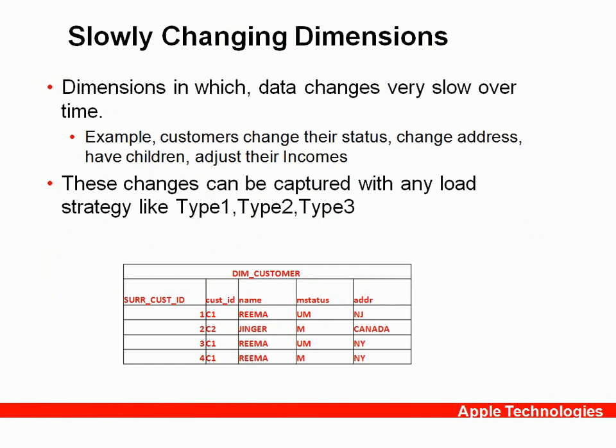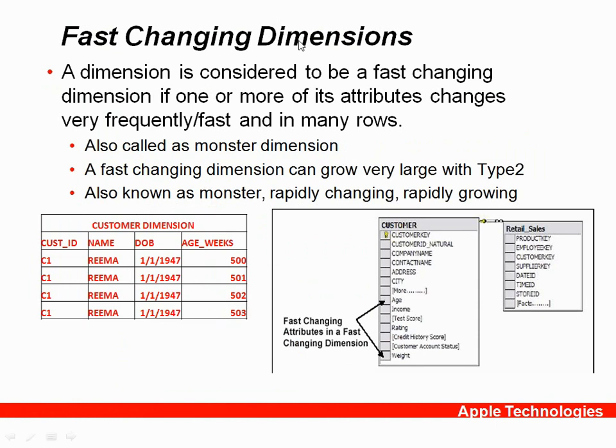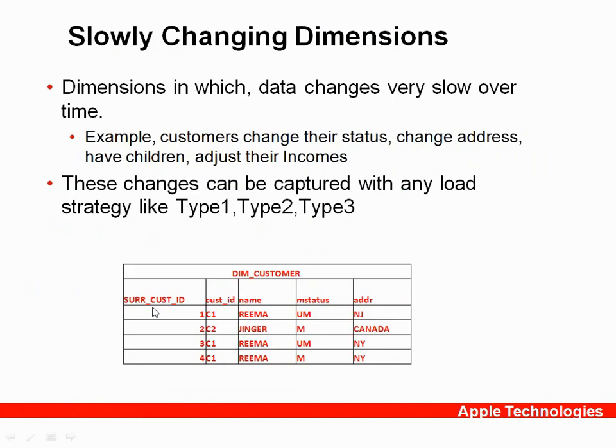Now, if you go to the other one, fast changing. What does fast changing mean? See, in the customer dimension table, I have a surrogate key, customer ID, name, marital status, address. How many times will a customer get married? Once. In the worst case, 3 times. Even over the life cycle of the customer, if I am keeping only marital status and address, there will be only 4-5 changes throughout the lifetime.